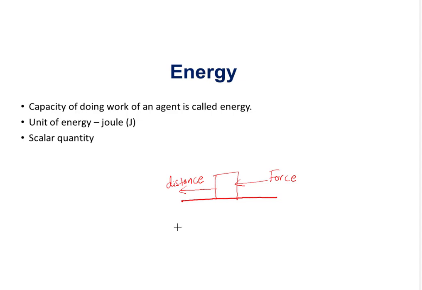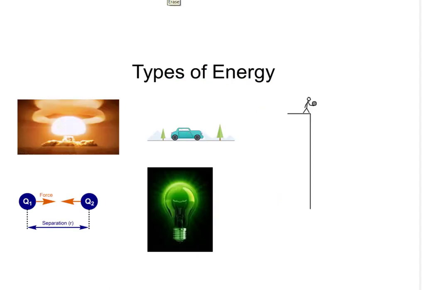What you will feel after some time, you will feel tired. Why? Because you have expended energy in doing this work. So basically, your capacity of doing work is related to your energy. So the capacity of doing work of an agent is called energy. Okay, now let's look at the types of energy.